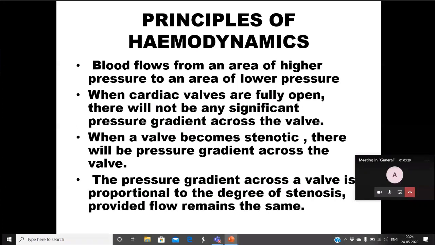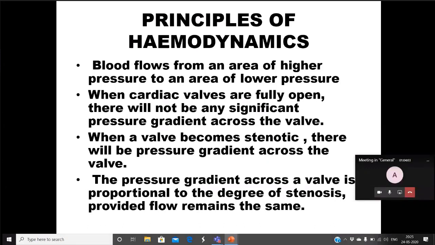It can be there. This is because of the blood flow. But when the gradient exceeds this, usually it occurs. What are the conditions? When the valve becomes stenotic, there will be a pressure gradient across the valve. For blood to flow across a stenosed valve, there is a need for increase in velocity, so that the same quantity of blood can flow across the stenosed valve as it would in the normal valve. The pressure gradient across the valve is proportional to the degree of stenosis, provided the flow remains the same.